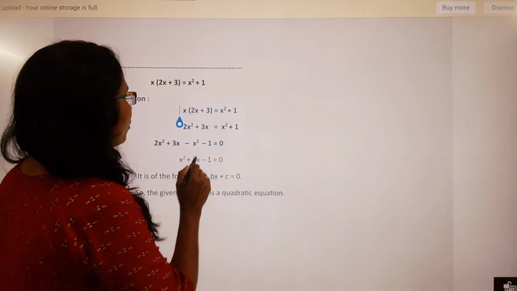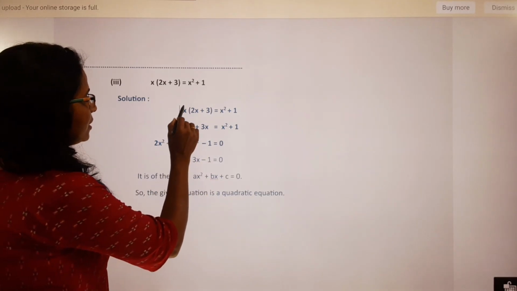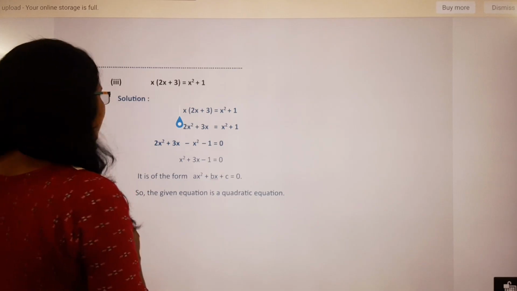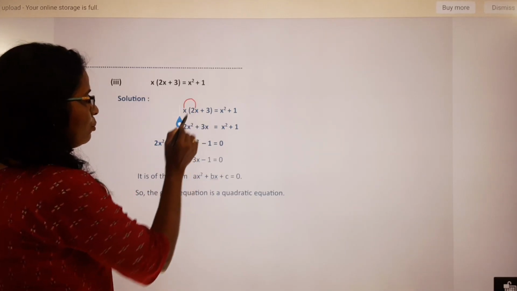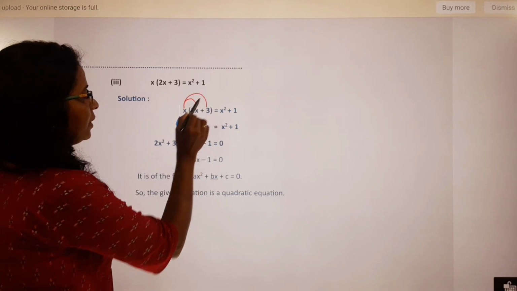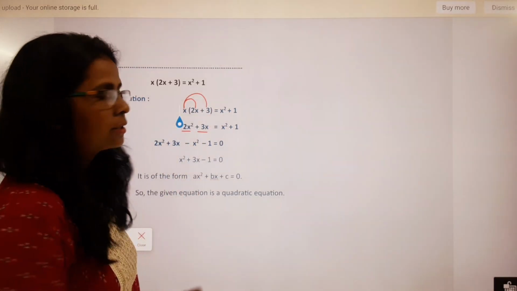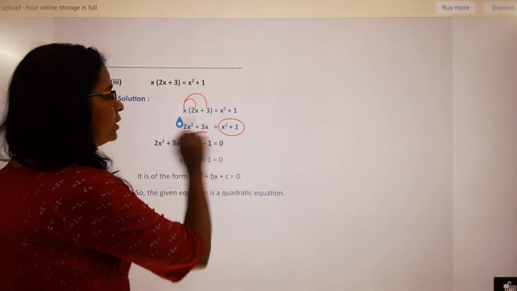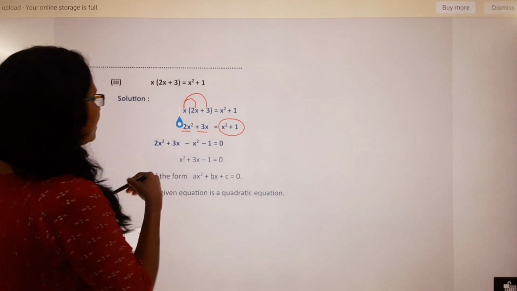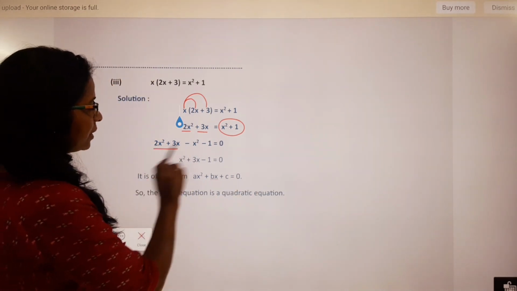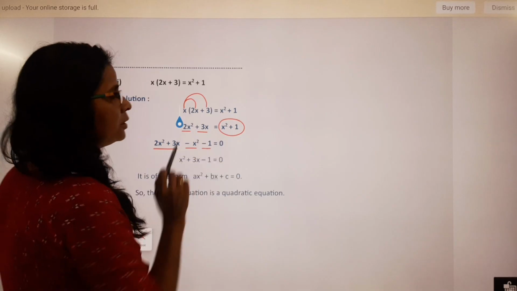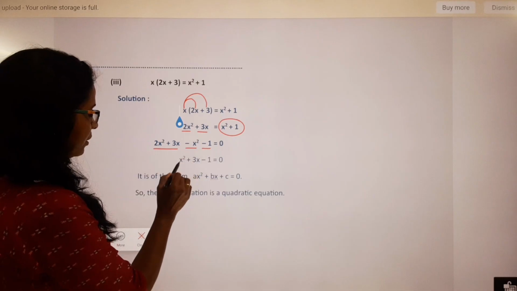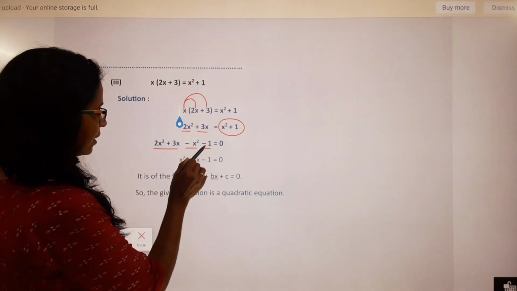Multiplying x by 2x, we get 2x square, then multiplying x by 3, that means plus 3x, which is equal to x square plus 1. Now take the RHS to the left hand side. So 2x square plus 3x minus x square minus 1 is equal to 0. So this way, 2x square minus x square plus 3x and minus 1.